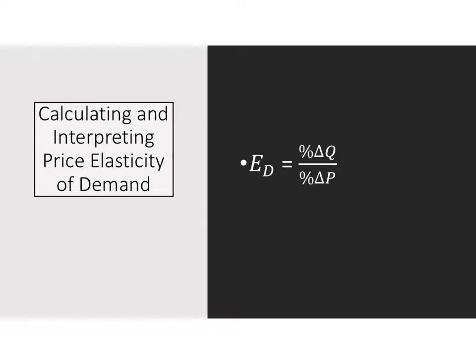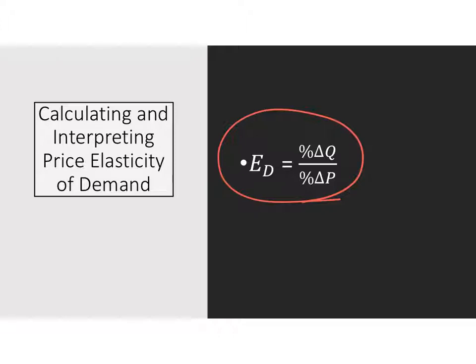So price elasticity of demand is defined as the percent change in quantity demanded divided by the percent change in price. Price elasticity of demand gives us a measure, a statistic, a metric that shows us how sensitive consumers are to a price change. Demand that is highly elastic indicates that consumers are very responsive, very sensitive to a price change. Demand that is inelastic demonstrates a demand in which consumers are insensitive or non-responsive to a price change.